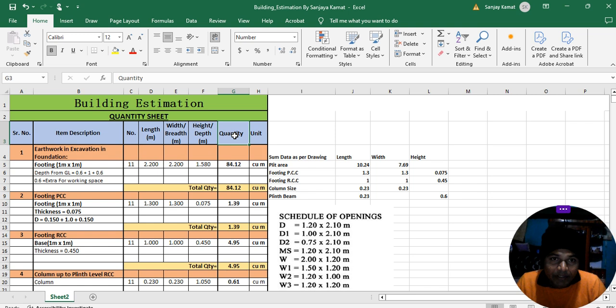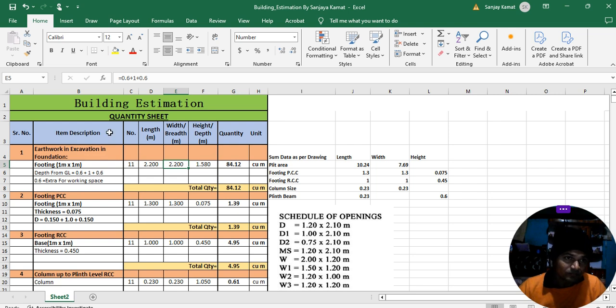This quantity means how much quantity is required for that construction, and the unit should always be cubic meter, because we are going to calculate the volume. If length, breadth and height, three things, are given, then you have to understand that we are going to calculate the volume. Volume is always measured in cubic meter, not in square meter. So don't be confused.